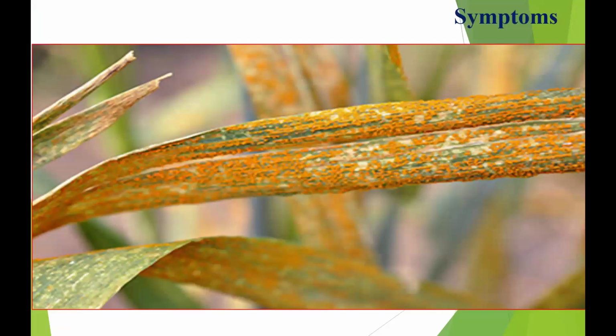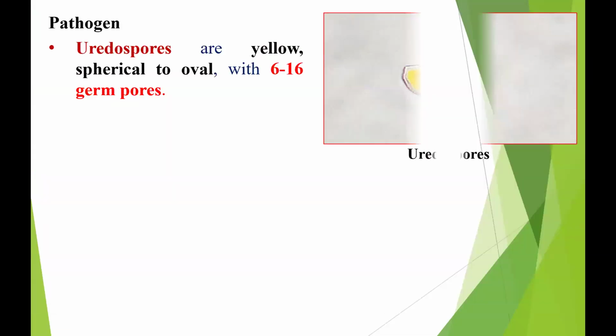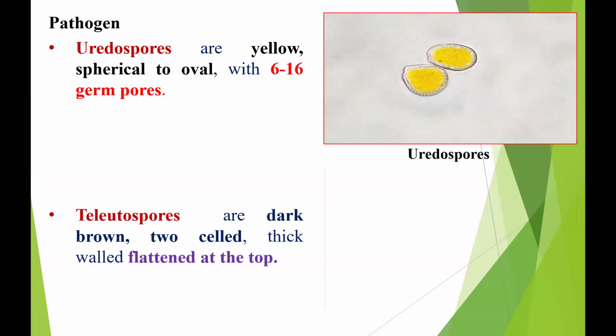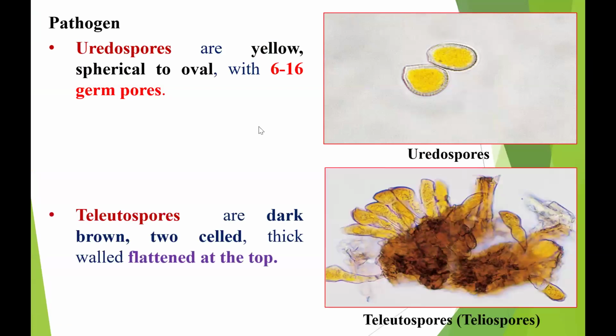And the urediospores are yellow in color, and they are spherical or oval in shape with 6 to 18 germ spores. And the teliospores are dark brown in color, are bicelled and pedicellate, and are flattened from the top. And the life cycle is similar to the previous rust.